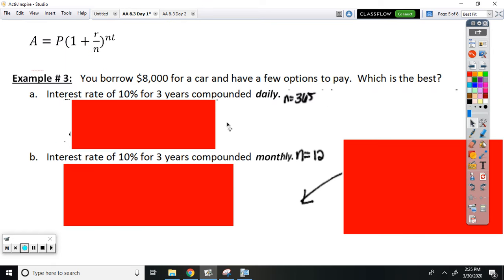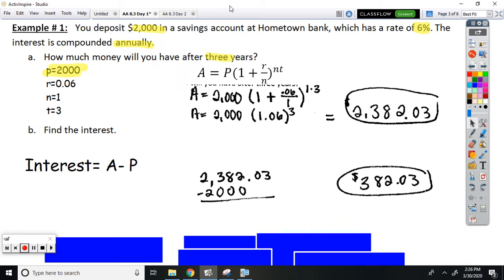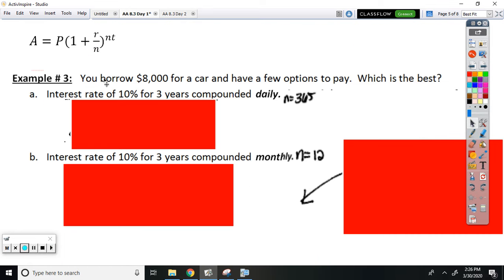All right, example 3 has us comparing rates. It says you're borrowing $8,000 for a car and have a few options to pay. Now, in this instance, it's different than the last two. In the last two, we were depositing money into a savings account, which means you want to earn a lot of interest because you're saving the money. In example 3, you're borrowing money and then paying it back to the bank. So you actually want to pick whichever option gets us the lower price because we are borrowing the money.